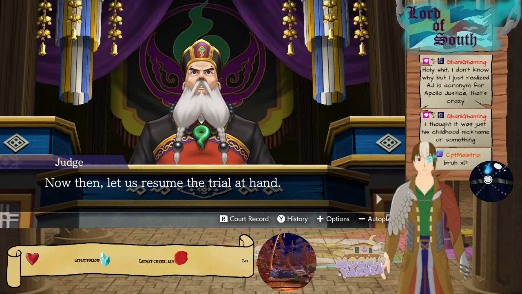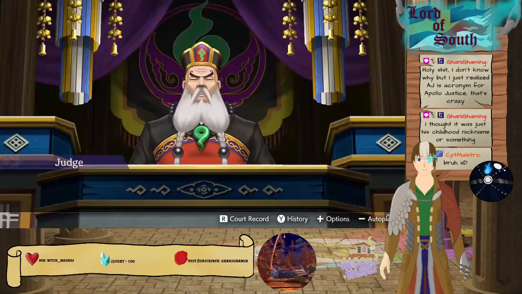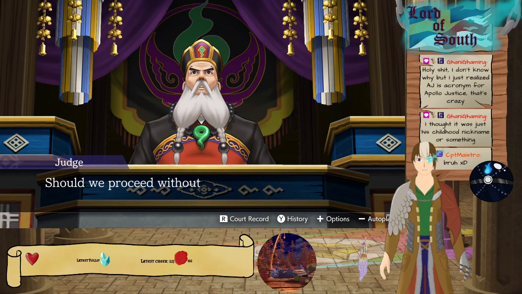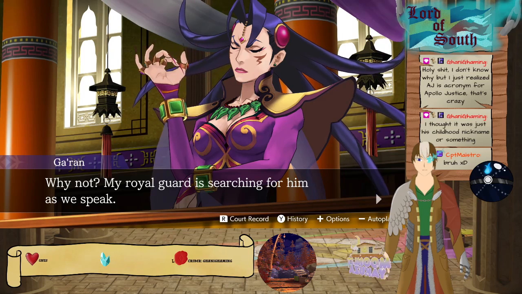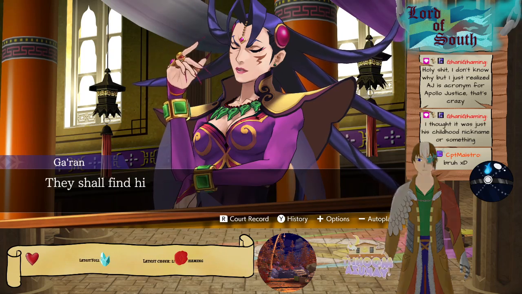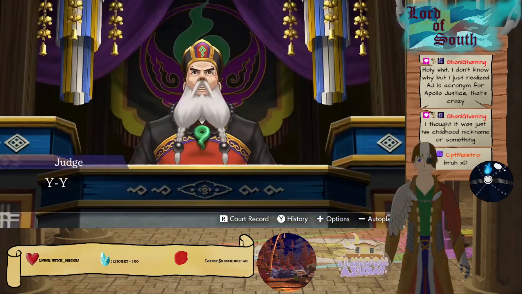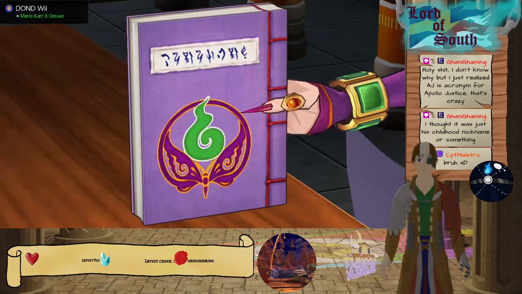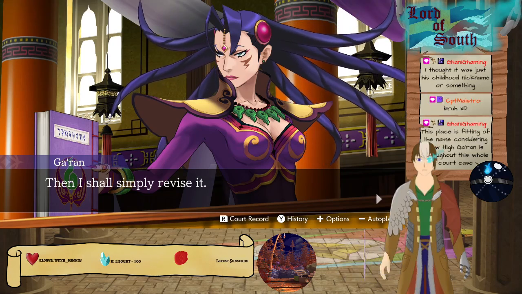Now then, let's resume the trial at hand. Your Majesty, my client seems to have gone missing. What do you think, Your Eminence? Should we proceed without the accused? Why not? My royal guards are searching for him as we speak. They shall find him soon enough, for they would not dare to keep me waiting. Yes, but what about the law governing court proceedings? Of course, you are the law. Then I shall simply revise it.